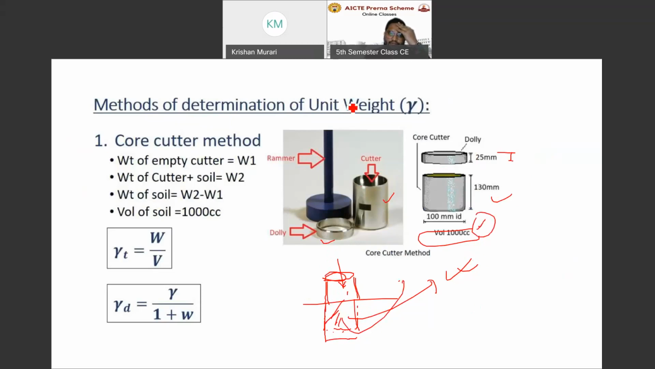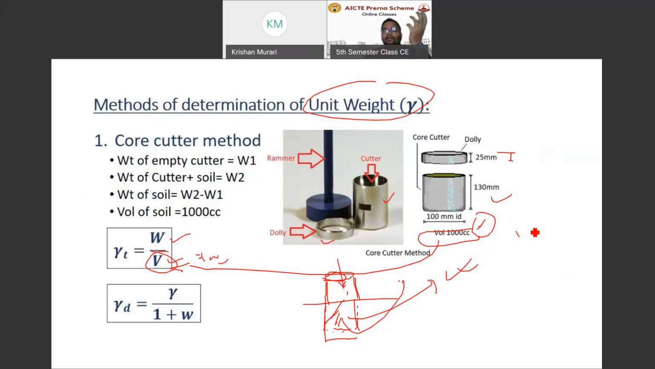So firstly you determine the unit weight. What is the unit weight? The unit weight is the weight of soil upon volume. Here we know what the volume is. Sorry, the volume is 1000 centimeter cube. Here we put the soil and weigh it again, and after that the total weight is noted here. After that you can find it.